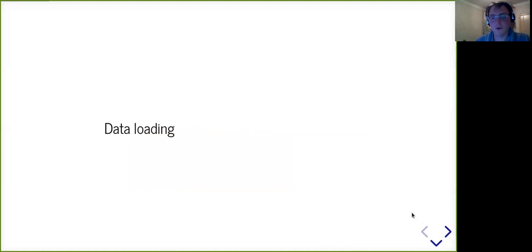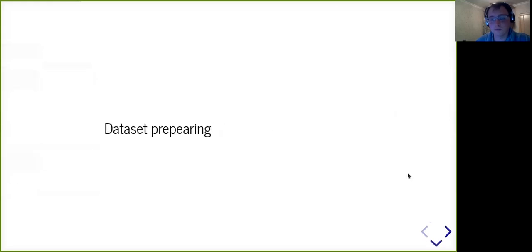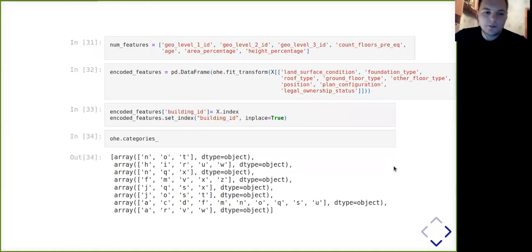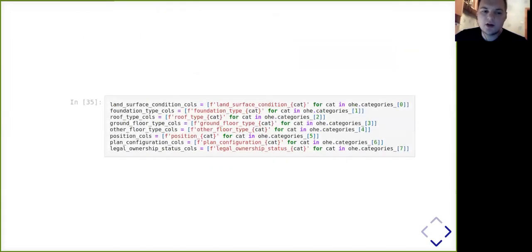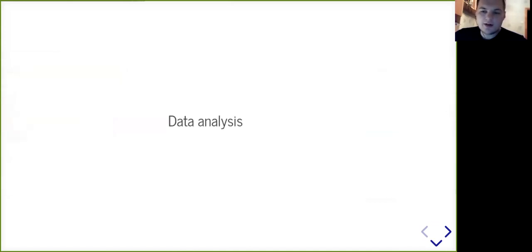Let's start from data loading. We load the data from train_values.csv and train_labels.csv. Next, we performed some dataset preparing. So we picked out our numerical and categorical features, applied one-hot encoder, created new columns and dropped some encoded columns. So yeah, here's our encoding.